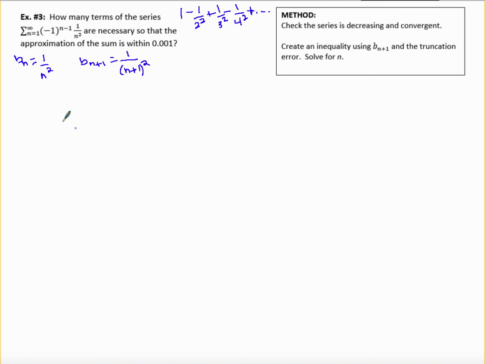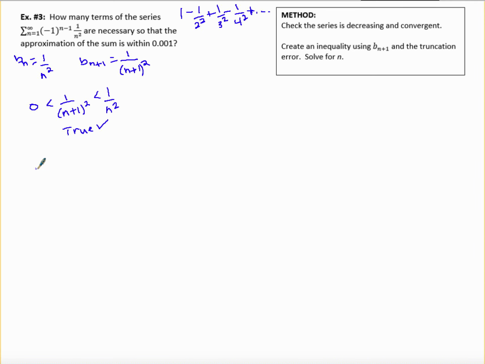So in order to even use any of these alternating series, we have to check that it's convergent. So we can't find a sum if it doesn't converge. So we've got to check that it's decreasing and convergent, which means we're going to check to show that 0 is less than b sub n plus 1, which has to be less than b sub n. Is this true? Well, yeah. I mean, the bigger that your denominator is, the smaller your fraction is. So this is definitely smaller than this guy. So this is true.